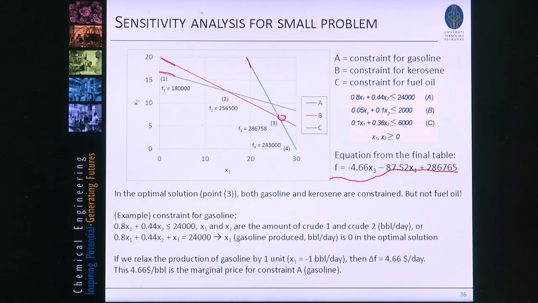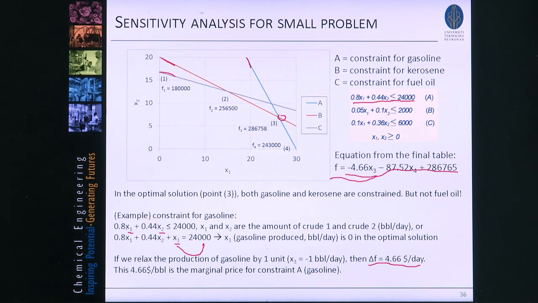our objective function. So if you go back to our constraint for gasoline, x1 and x2 are the amounts of crude 1 and crude 2. If you put x3 in it, x3 equals 0, the coefficient for x3 is 0 in the optimal solution. But if we relax this production of gasoline, x3, by one unit, say for example -1, it will make this 24,001, and then if we put that into the equations over here, -1 times -4.66 gives us 4.66 additional to the objective function, because 4.66 plus 286,765. So this delta F, delta profit, is what we call the marginal price for constraint A if we relax the gasoline by one unit in this case.